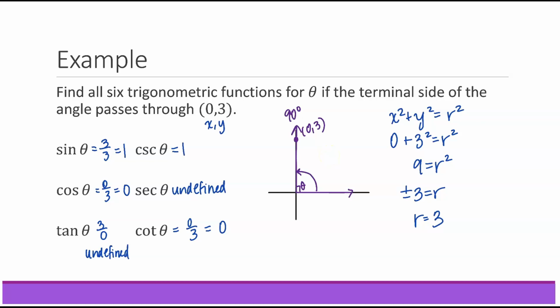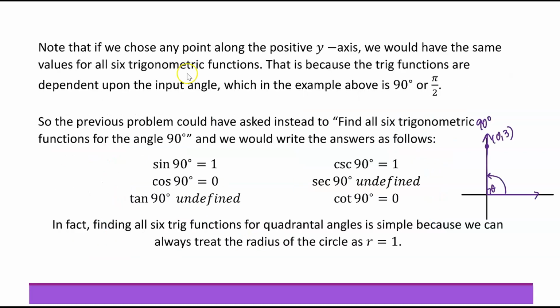But we can use this alternate definition of the trigonometric functions, this idea of y over r, x over r, and y over x, to obtain the values. We didn't need to construct a right triangle and use opposite over hypotenuse, etc. So that's what that last note mentioned, that we can still use that definition to evaluate the quadrantal angles for all 6 trig functions.